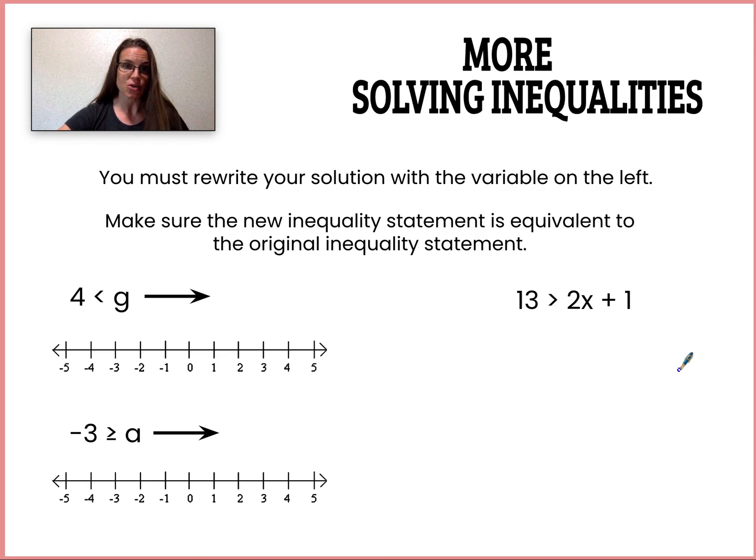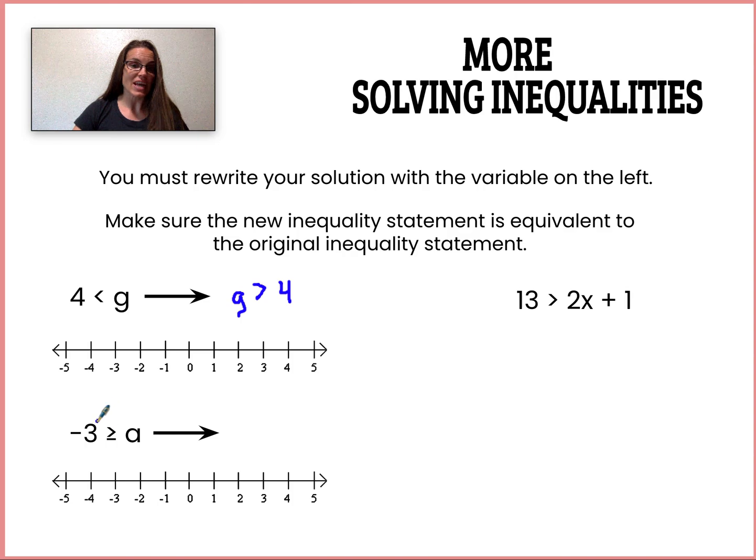to your original inequality. For example, if you were solving and ended up with 4 is less than g, you would need to rewrite this not as g is less than 4. You can't just switch the values. You need to think about the equivalent inequality. 4 is less than g is the same as g is greater than 4. This is the acceptable final solution. Notice I changed the direction of my inequality to maintain the same meaning.